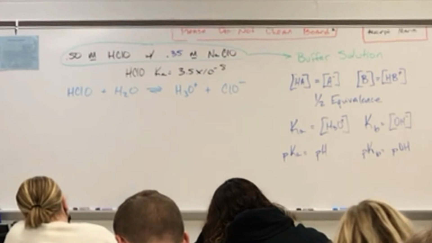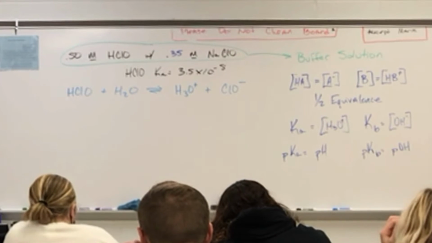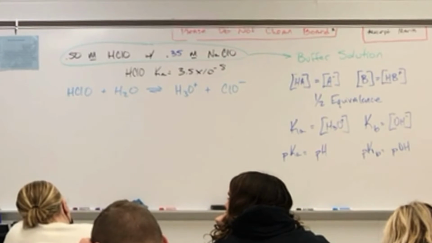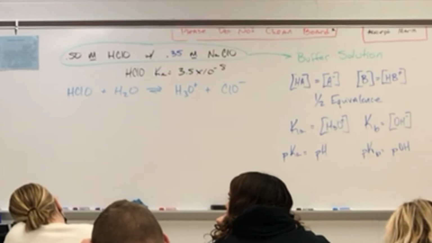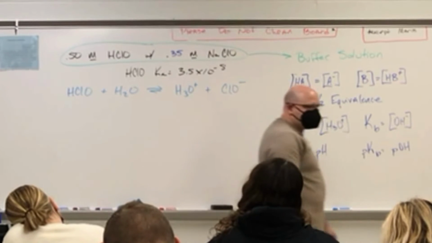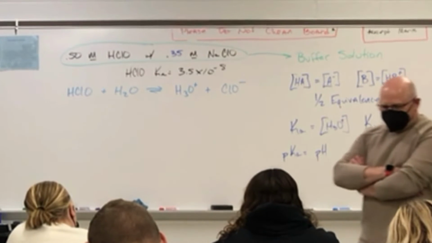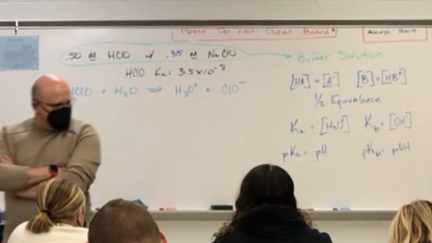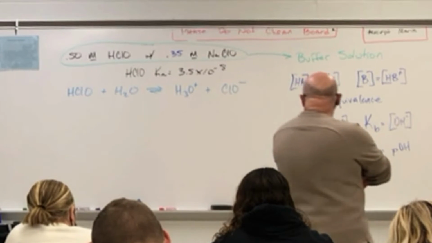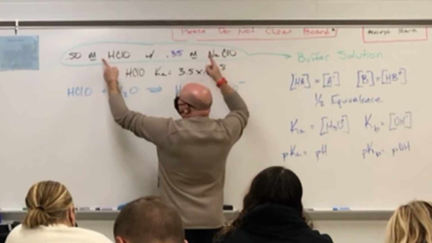Oh, wait. You're upside down. So it should be 0.35 divided by 0.5. Half equivalence is when the concentration of your conjugates are equal.